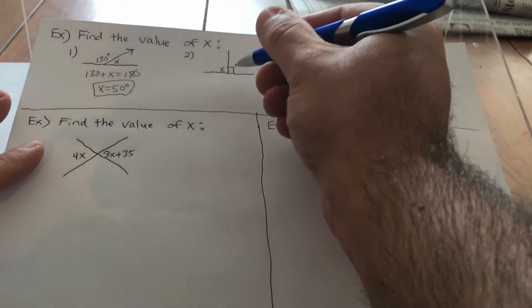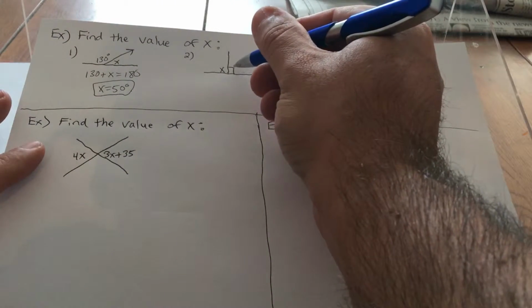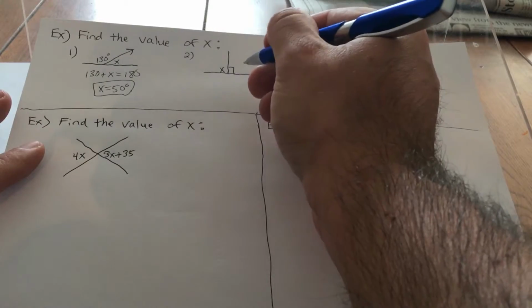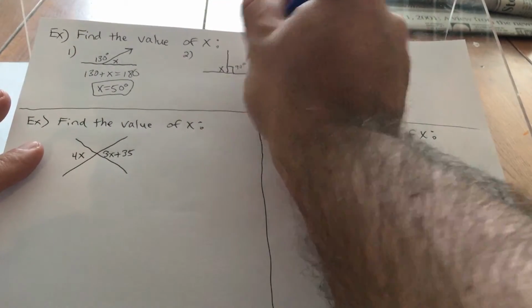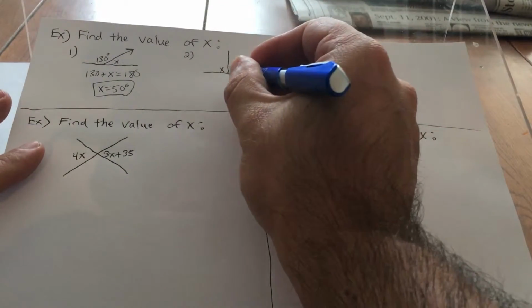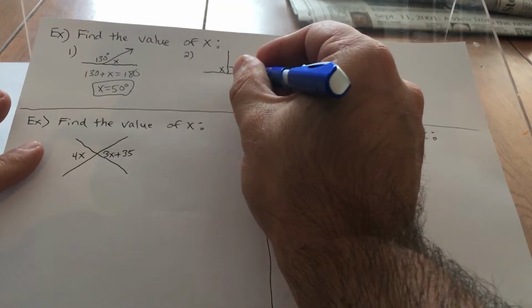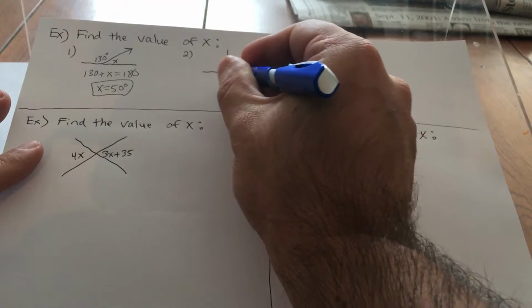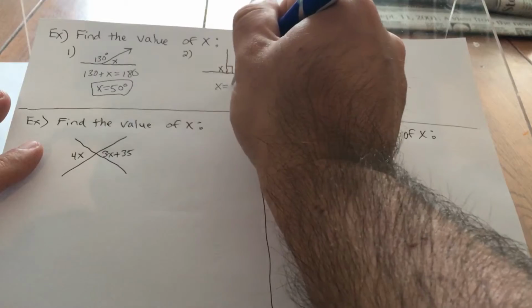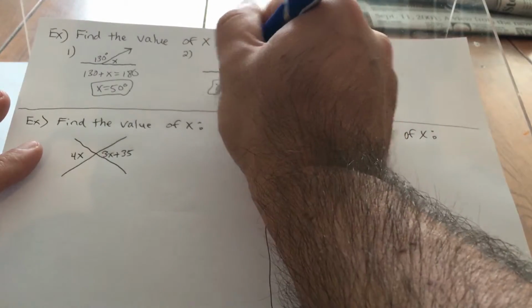Okay, notice up here they don't give you a number, but we know that this little box means that this angle is 90 degrees. So that means, since they're supplementary, adding up to 180, forming a line, that x must also be equal to 90 degrees.